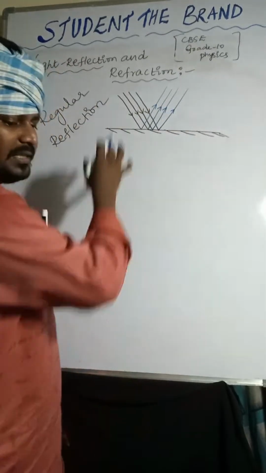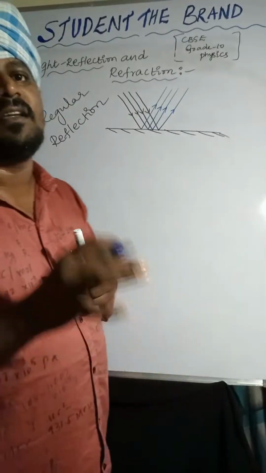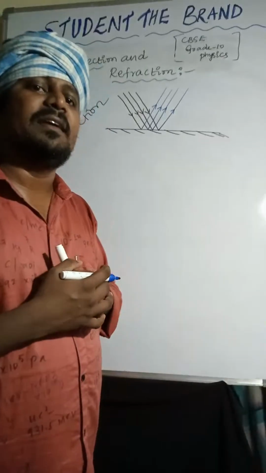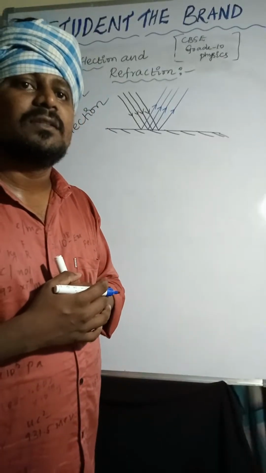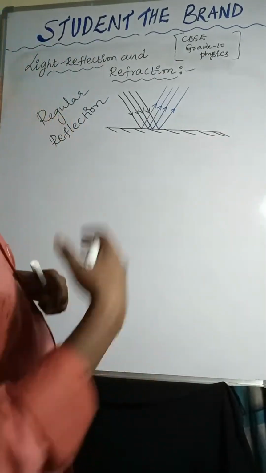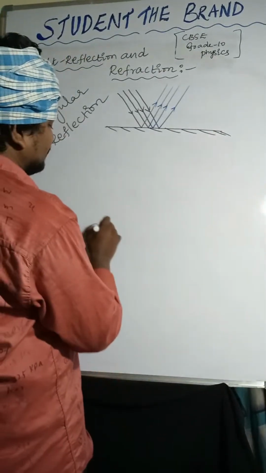Okay. So incident light rays are parallel to each other, and the reflected light rays are also parallel to each other. So this type of reflection is called regular reflection. Coming to irregular reflection.